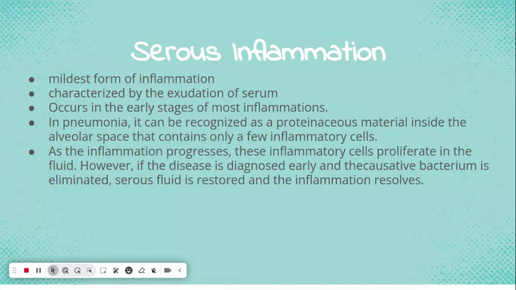We can see this in pneumonia, and it's recognized as the proteinaceous material inside the alveolar space that only contains a few inflammatory cells. As inflammation progresses, these inflammatory cells then proliferate and make more in the fluid. However, if the disease is diagnosed early enough, the causative bacteria is eliminated, the serous inflammation is resolved, and everything goes back to normal.